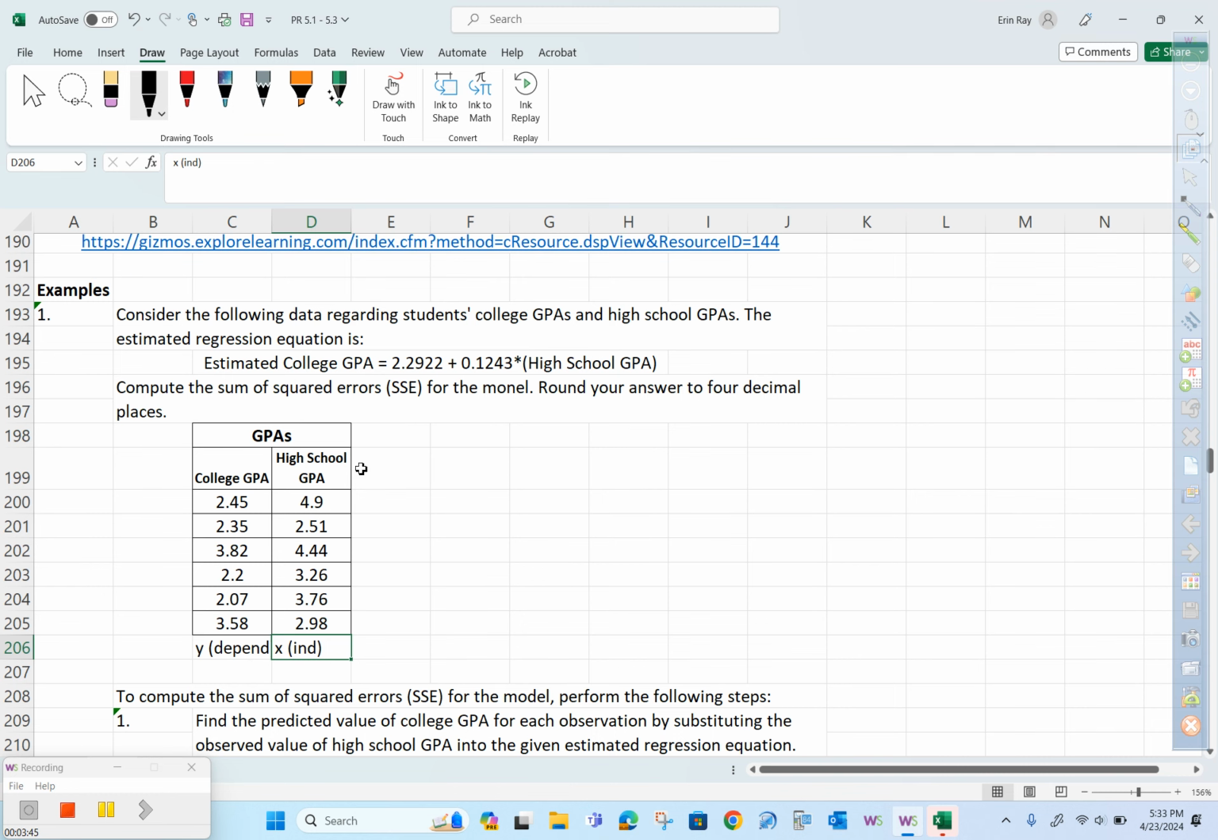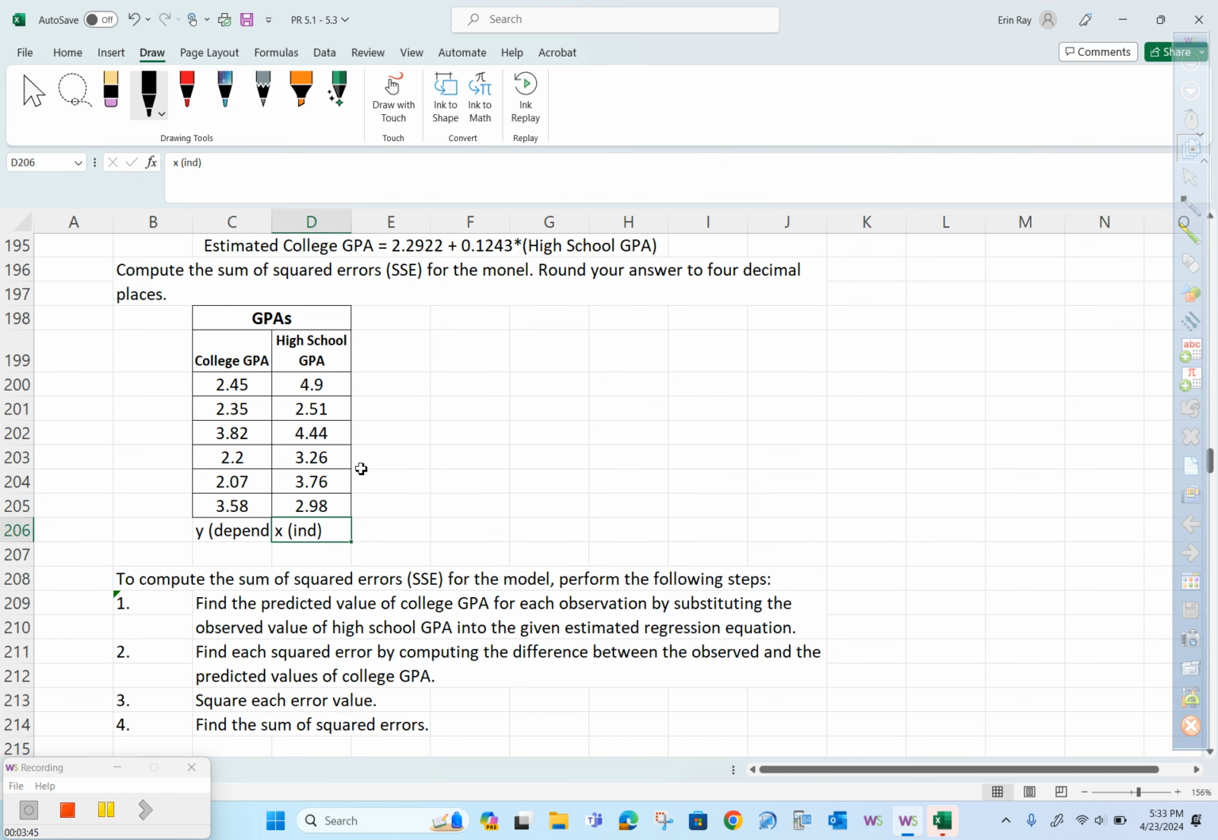So what we're going to do is the sum of squared errors in a few steps. The first thing is we want to do the predicted value from the line of best fit. Here's the Y values that actually happened, but we have an equation that predicts the Y values that could happen.